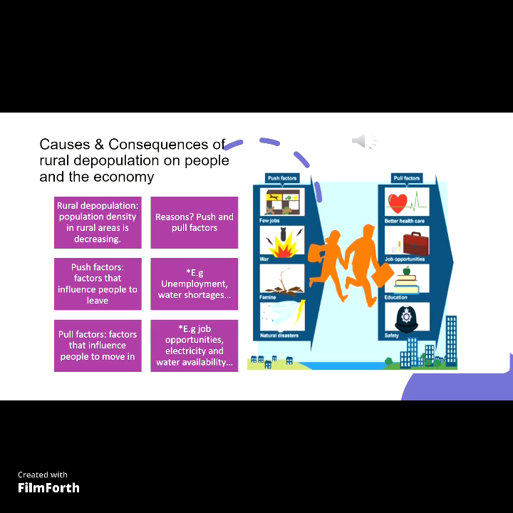Pull factors are factors that influence people to move in. Here are examples: high employment rates, efficient health services, food security, electricity and water availability. You can add others: higher wages, effect of natural disaster is less, good transport network, safety and security. You can also name more.